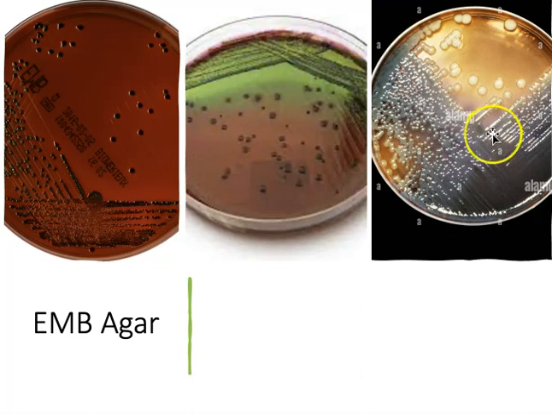Finally, on the last image, we're looking at an EMB plate with growth on it, so we know it's a gram-negative enteric type of bacteria. But the colonies are not purple. The colonies are colorless or even white. This is showing a lactose non-fermenter. In other words, it's not a coliform. It's gram-negative, it's growing in the intestine, but it is not able to ferment lactose.